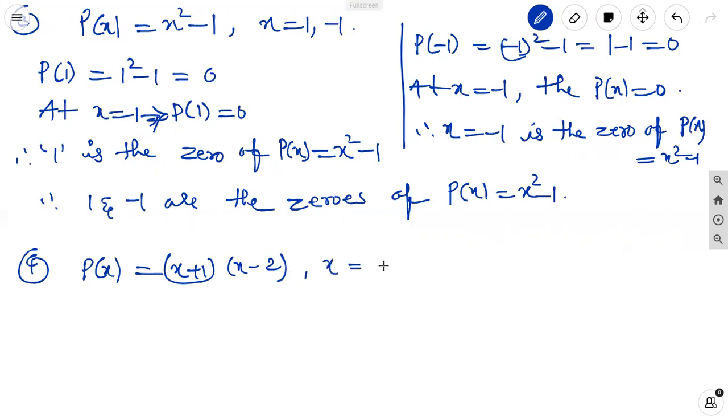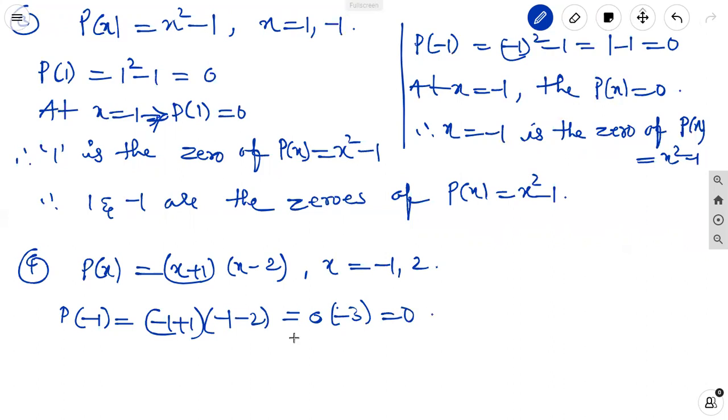At x equal to minus 1, 2. Substitute x equal to minus 1. It is minus 1 plus 1 into minus 1 minus 2, which is equal to 0 into minus 3, equal to 0. And p of 2 equal to 2 plus 1 into 2 minus 2, which is equal to 3 into 0, equal to 0.